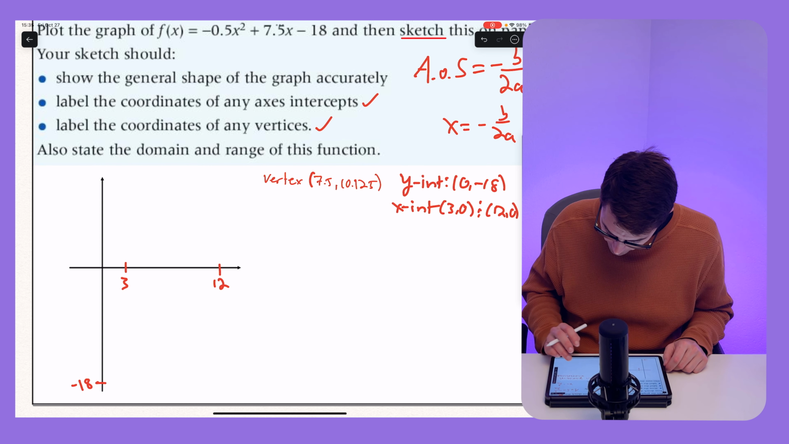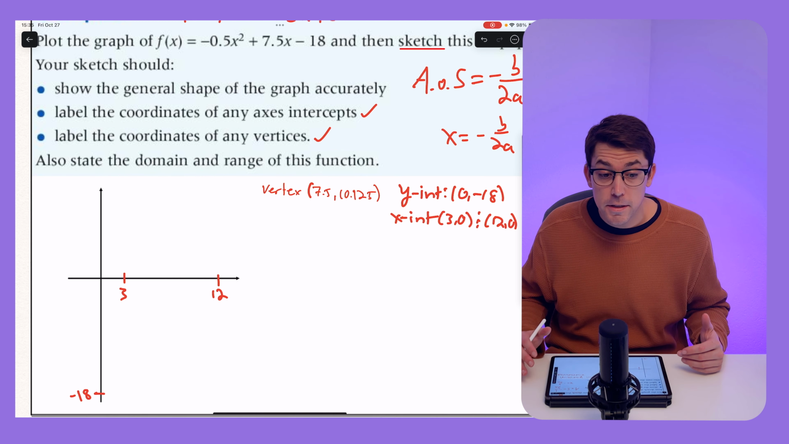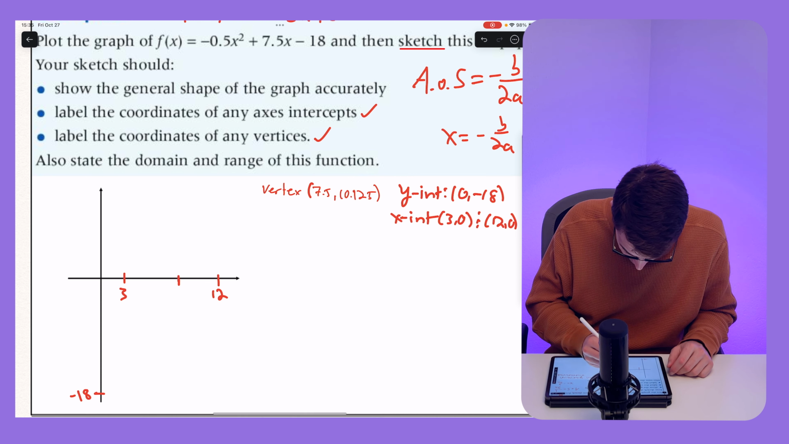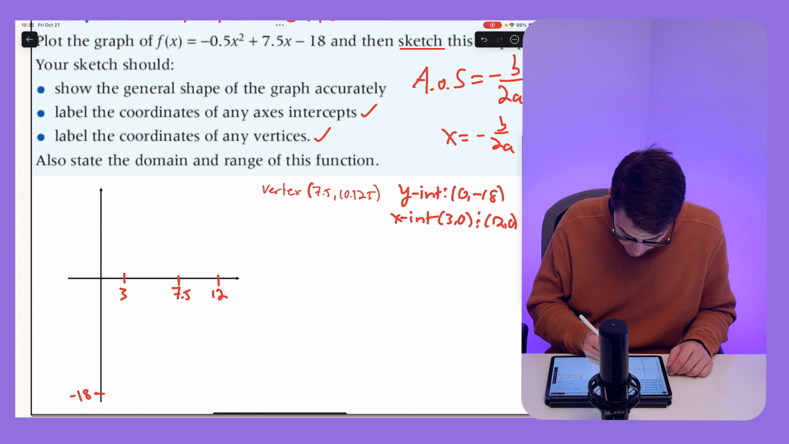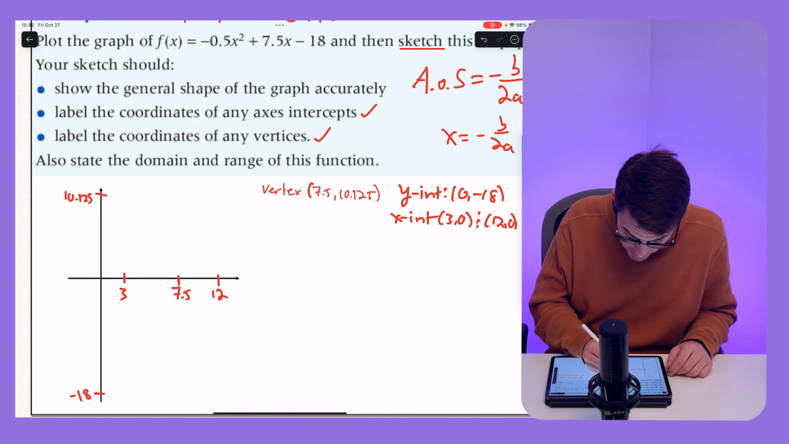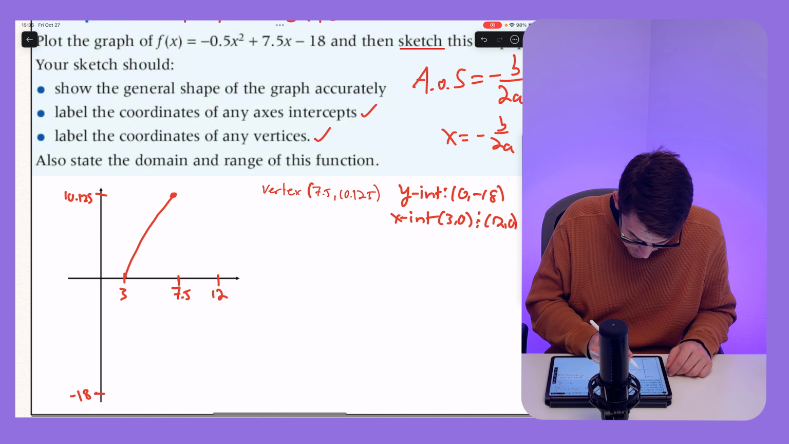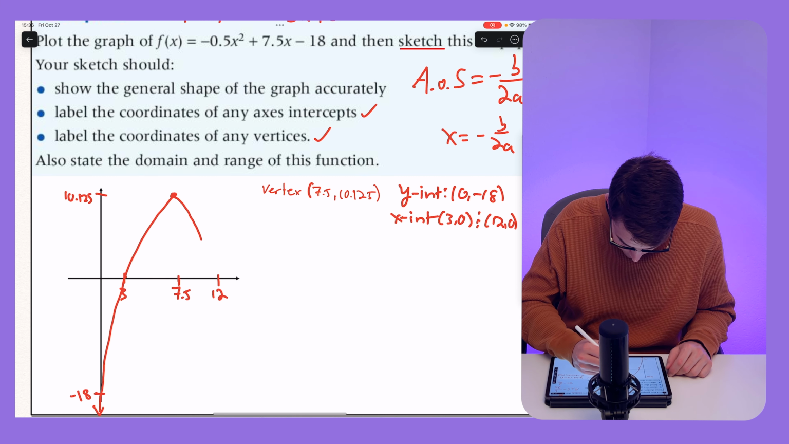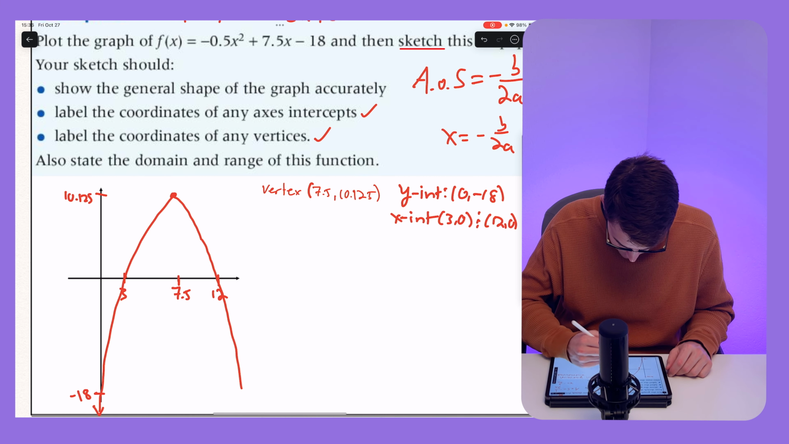And my vertex is going to be at 7.5, 10.125. So let's go ahead and call this right here 7.5, and let's call this up here 10.125. Again, it's just a sketch. It does not have to be perfect. It's going to go there, and it'll cross the x-axis here and cross the y-axis down there, as well as come here and then keep going down as well.